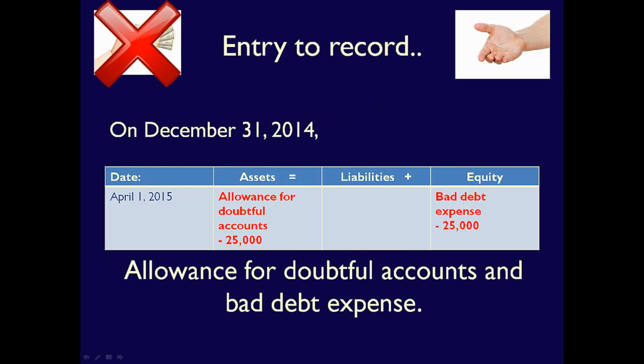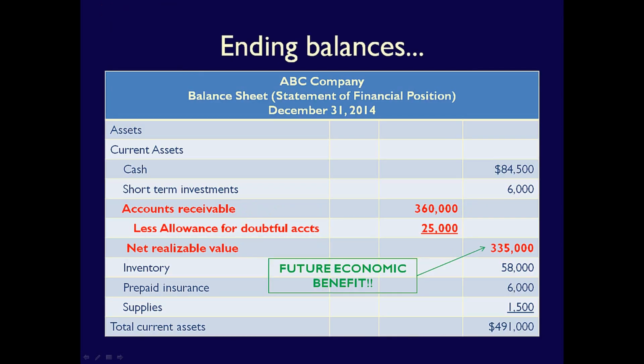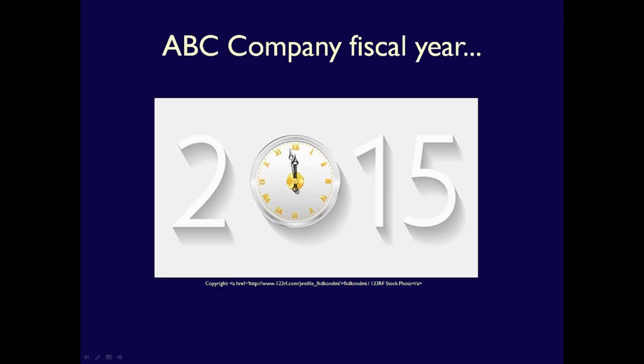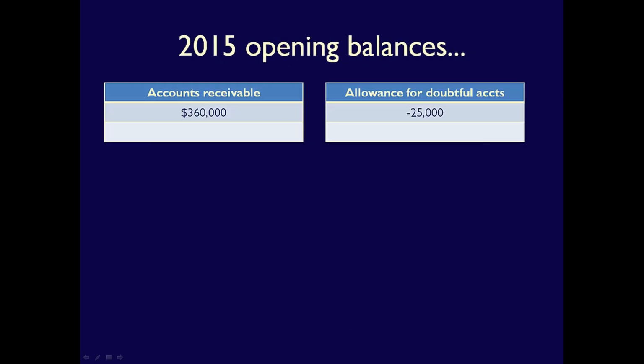Remember from our last video that at the end of 2014 we had made an entry to record the allowance for doubtful accounts. Our ending balances on the balance sheet were accounts receivable $360,000 and allowance for doubtful accounts negative $25,000. Now, let's look at the next year to see what happens when we have to write off an accounts receivable that goes bad. At January 1st, 2015, our opening balances are equal to our closing balances from the previous year. Therefore, accounts receivable is $360,000 and the allowance for doubtful accounts is negative $25,000.